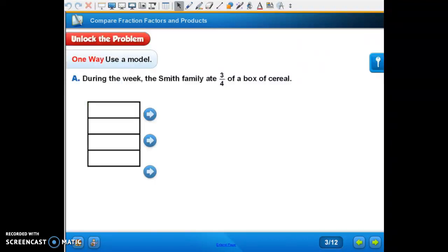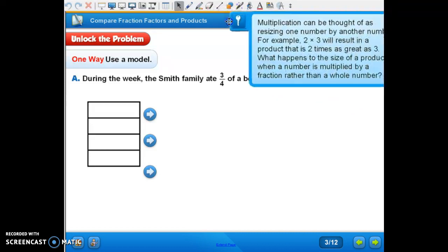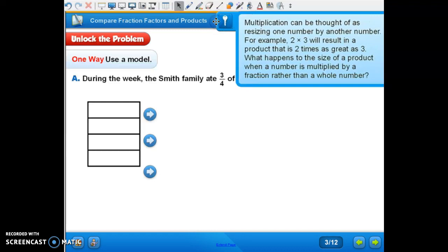Okay, it says use one way. Multiplication can be thought of as resizing one number by another number, right? If you take 2 and you multiply it by 3, then you resize that to 6. 2 times 3 will result in a product that is 2 times as great as 3.